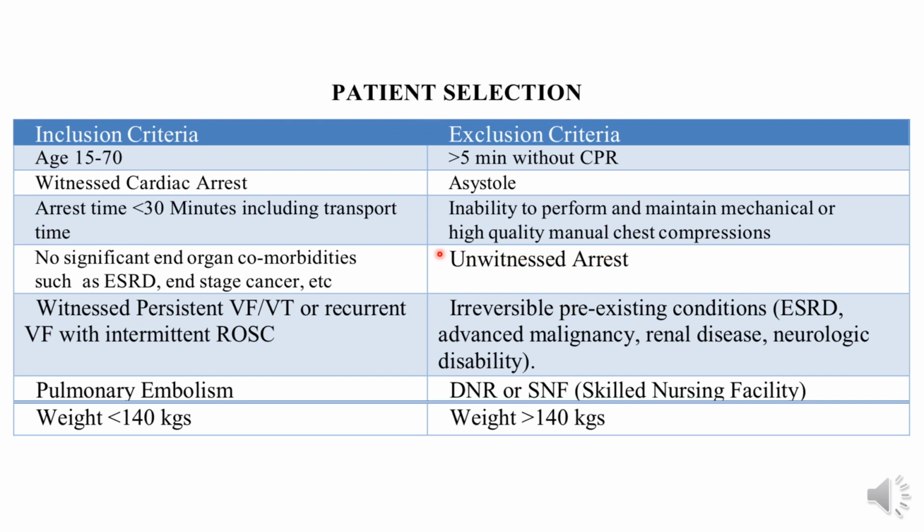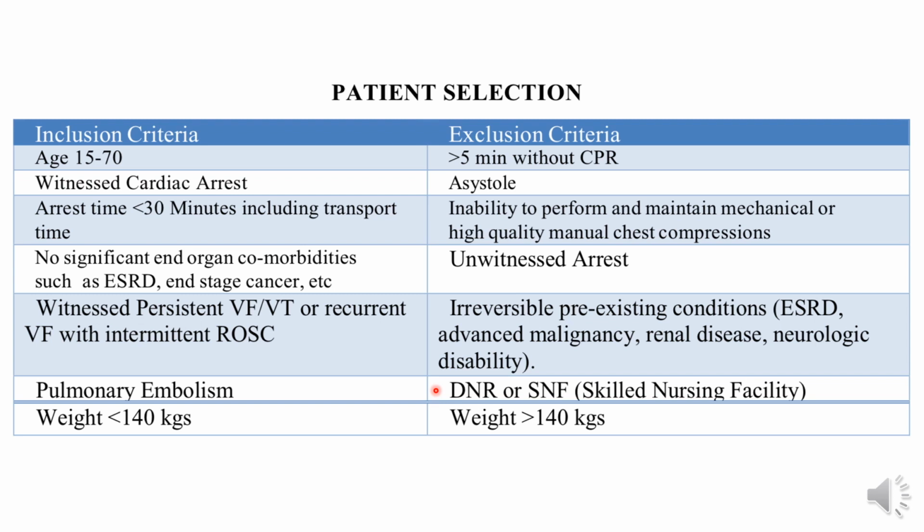And then we've kind of become a little redundant here, but any irreversible pre-existing conditions, and we've restated a lot of these: advanced malignancy, renal disease, and then neurologic disability. So folks that have baseline neuro problems aren't great candidates for being discharged neurologically intact. If they're not neurologically intact before ECMO, they're not going to be neurologically intact afterwards, right? Anybody with an active DNR or folks coming from a skilled nursing facility. So nursing homes and skilled nursing facilities are going to be discounted.